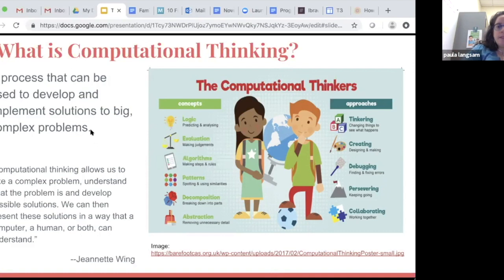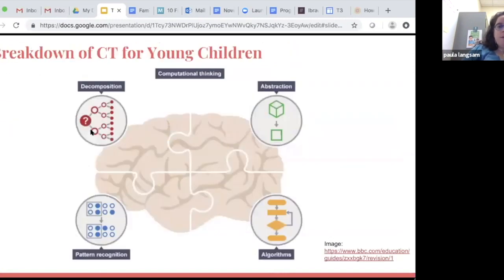On the slide next to it is this really great graphic from Barefoot CAS, excuse me, which is an organization in the UK that does a lot of computational thinking activities for young children and for school. And I'll have a link to this presentation so you guys can take more time to look at the graphics. I'll share that as soon as I finish. So for young children, we don't necessarily need all the different parts and pieces that you would need for older kids. It's much more simplified.